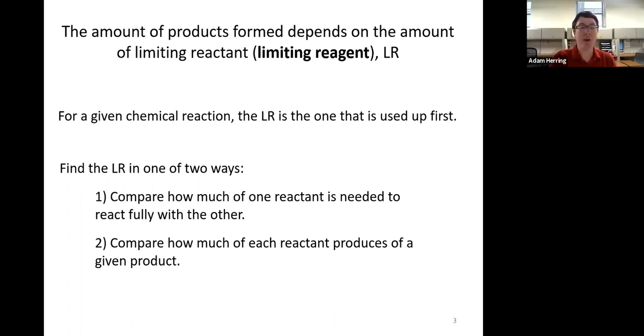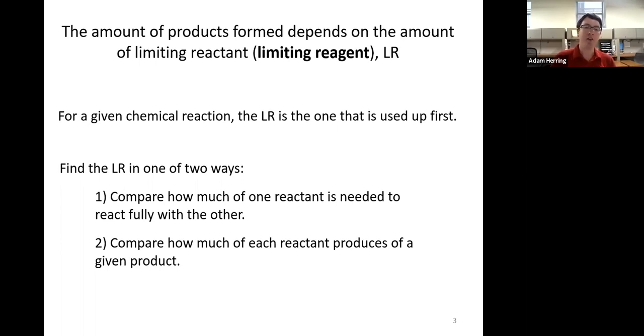One way is to compare how much of one reactant is needed to react fully with the other, or we could compare how much of each reactant produces a given product. Either of those methods, comparing amount of reactants needed or amount of product produced, will allow us to determine which one is our limiting reactant.